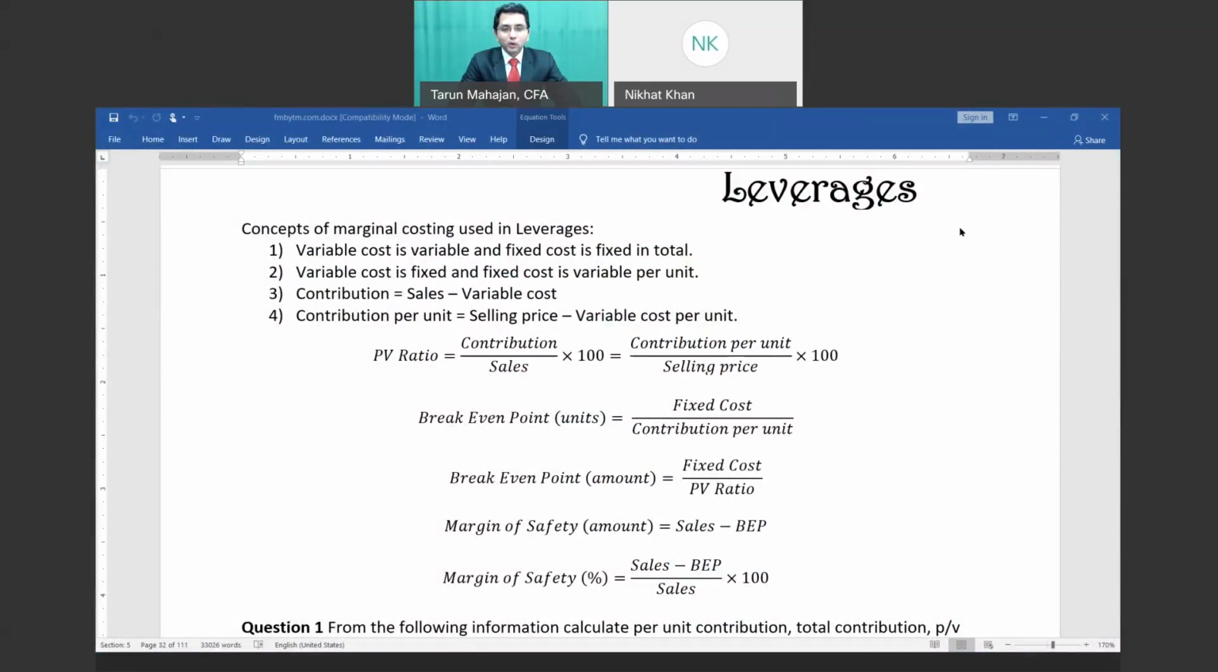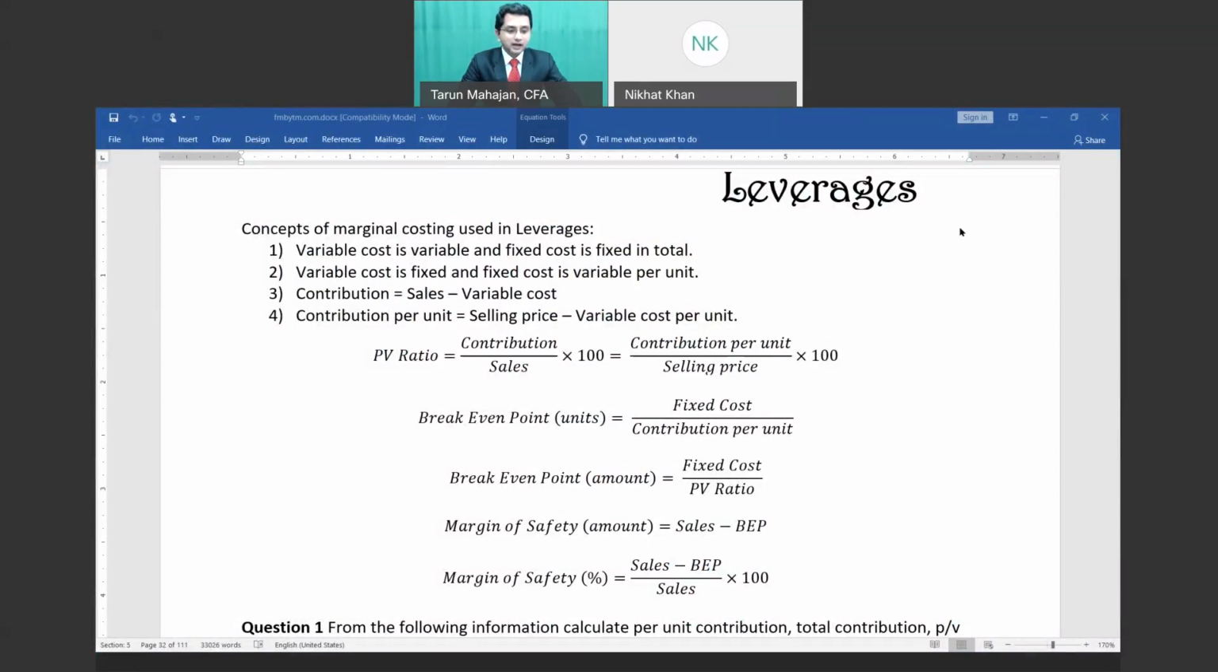So, welcome back to this session for CS Professional, Financial, Treasury and Forex Management Revision class. In the last lecture, we revised the concept of time value of money and capital budgeting.